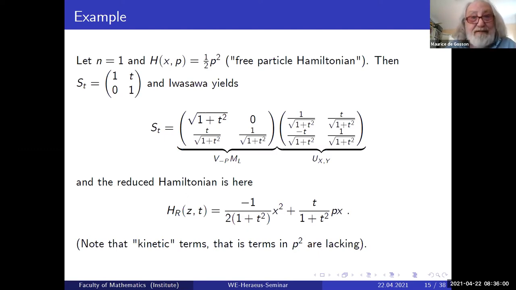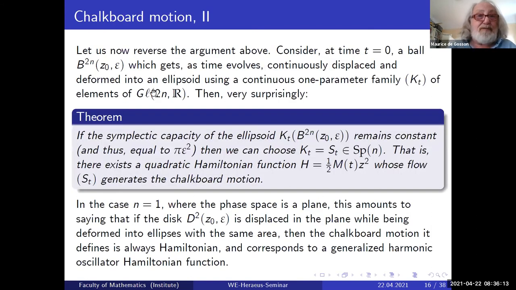And again here, the kinetic term: the initial Hamiltonian was purely kinetic, but in the reduced case, there's no more kinetic term here. Good. Fine. So, chalkboard motion 2.